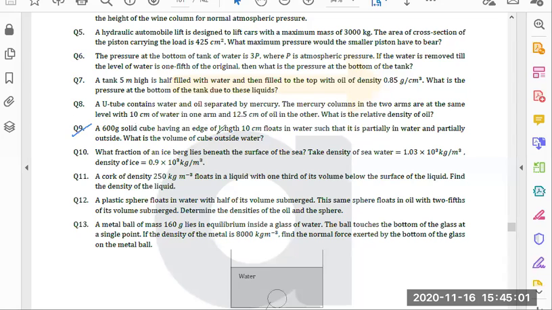Now question number 9, a cube having an edge of length 10 centimeter. Okay. Floats in water in such a way that it is partially in water and partially outside. Now, I hope all of you can solve this. This is based on buoyancy, right? Buoyant force. So I can say that mass into g is equal to density of liquid into volume displaced into g. Yes, g g cancel, right? Density of liquid we know. So volume displaced I can calculate.